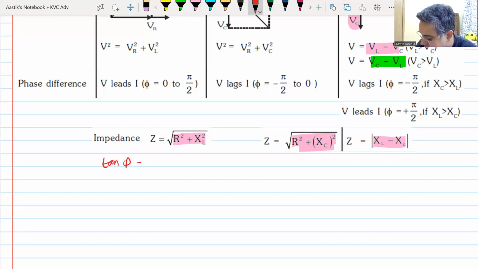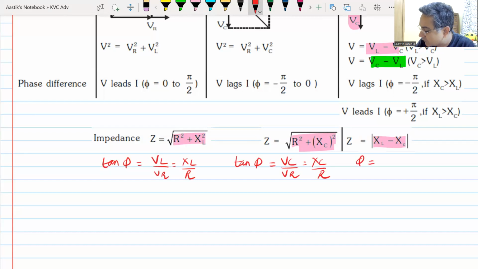Tan of phi will be equal to VL divided by VR. That will be equal to XL divided by R. Here tan of phi will be VC divided by VR. That will be XC divided by R. Here phi will be equal to plus or minus 90 degrees, because the resistance is 0. Do we get this? Cos of phi in any case will be equal to VR by the applied voltage V. So it will be equal to R divided by Z. The formula is same here. It will be R divided by Z.